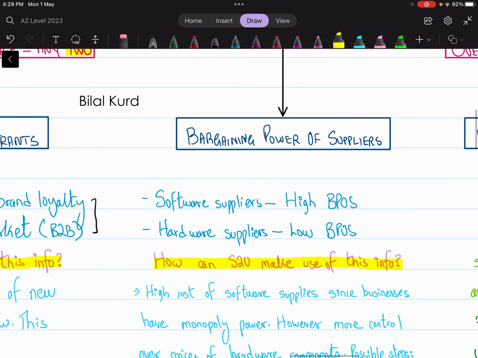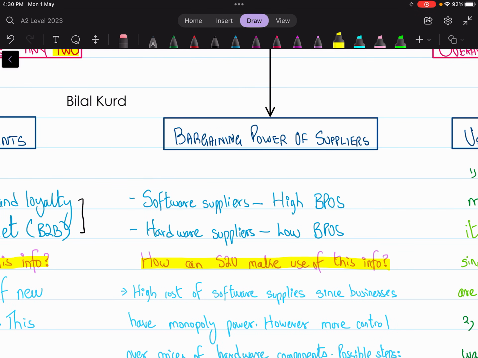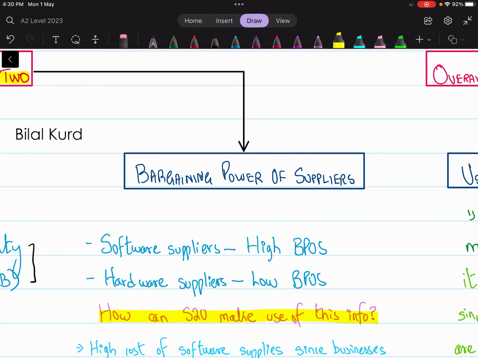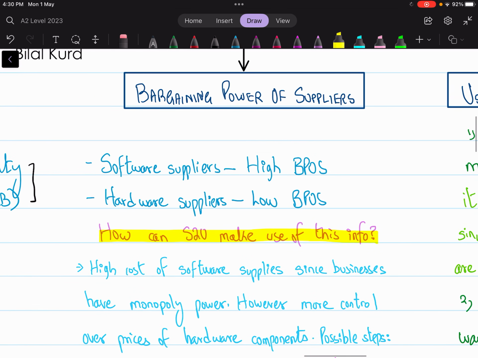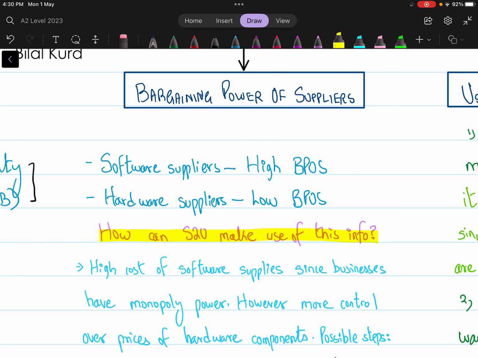Then you move on to another piece of information, that is bargaining power of suppliers. And this basically contains the same kind of understanding and analysis that I was just talking about when we were dissecting the case information, that software suppliers have a high bargaining power, whereas hardware suppliers have a low bargaining power. What can S2U do in this particular situation? Since you have high cost of software suppliers, this means that you would need to make sure that you maintain good relations with your suppliers of software, because you're dependent on them and they have a high bargaining power, and you cannot risk losing your relations.